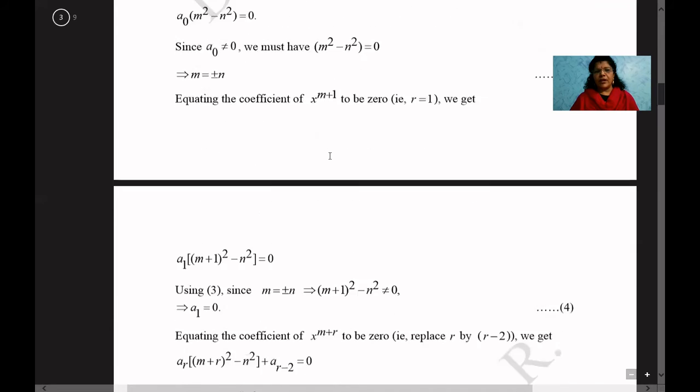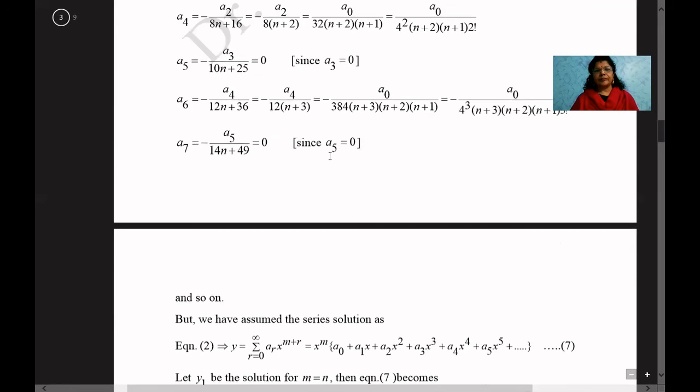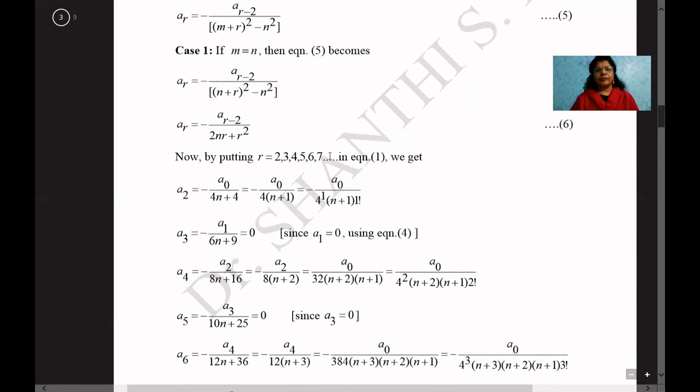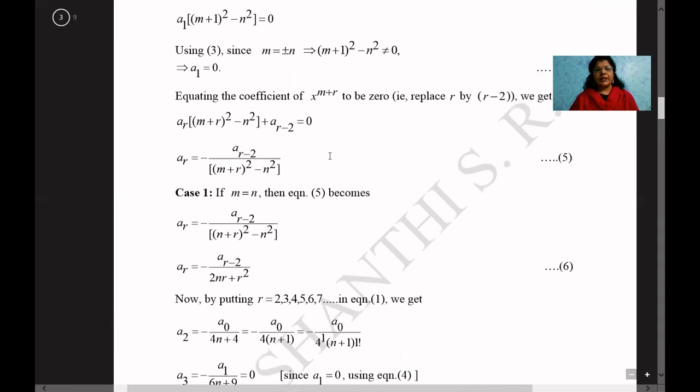Thus, we have got this line. That is ar into m plus r the whole square minus n square plus a(r minus 2) equal to 0. From here, I am going to write the value of ar, that is, ar will be minus of a(r minus 2).